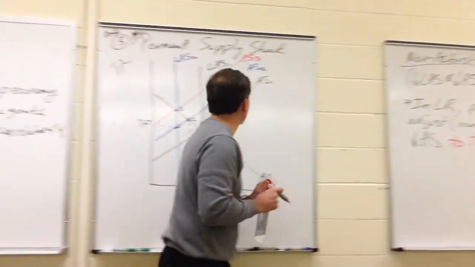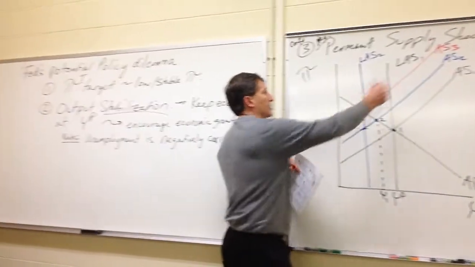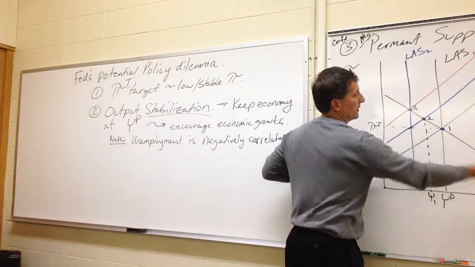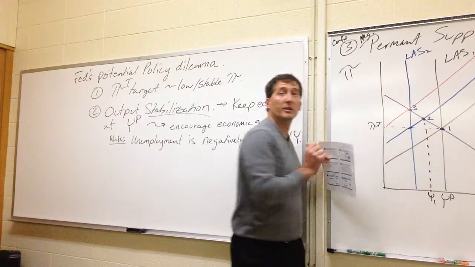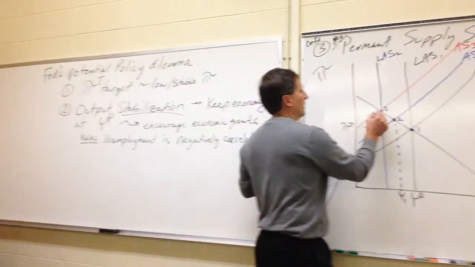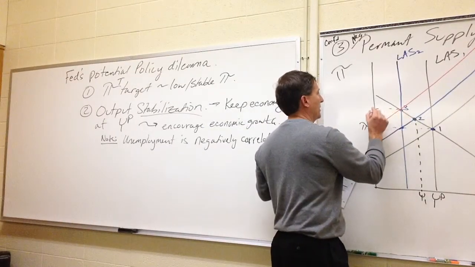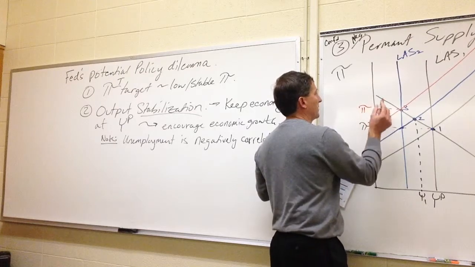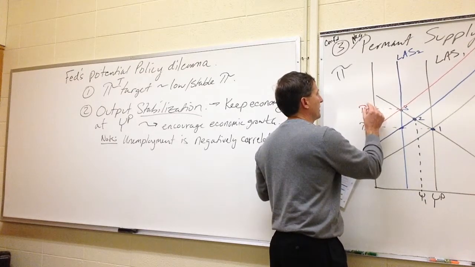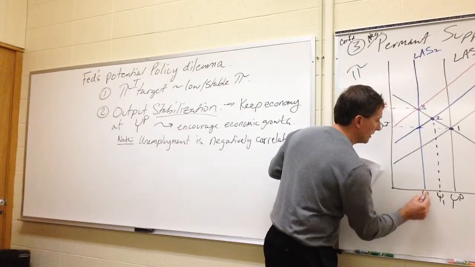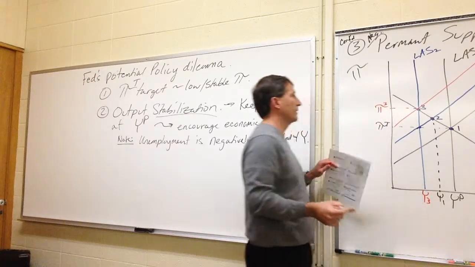And now the economy's back to a long-run equilibrium. Notice we've got the red, the blue, and the original aggregate demand curve all intersecting at the new level of output and the higher inflation rate. So let's just call this pi 3, and I'll just call it y3 down here.